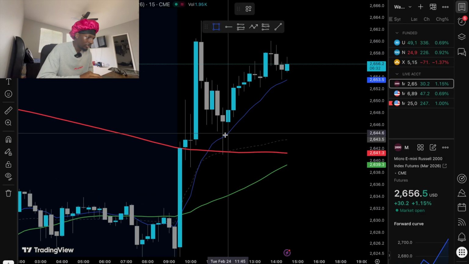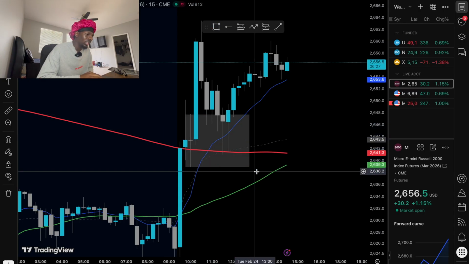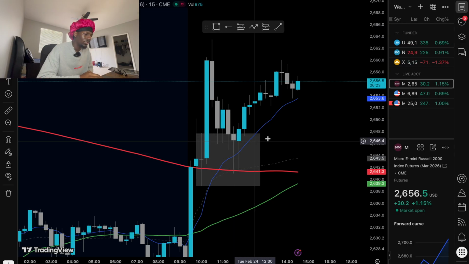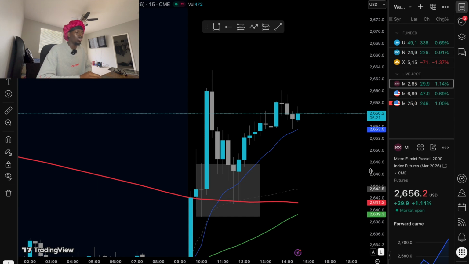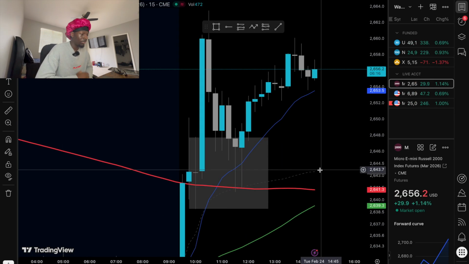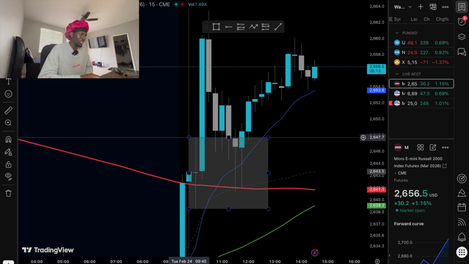So I dropped down to my 15, marked this zone right here. And look how perfectly it's wicking the zone. Wicked it 1, 2, 3, 4, 5 times. Mind you, the wicks are amazing because that means price does not want to go down, and I'm looking for buys. So I see this, I'm like, that's perfect, right?